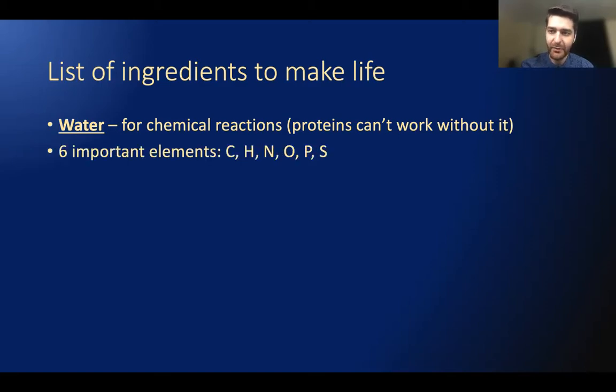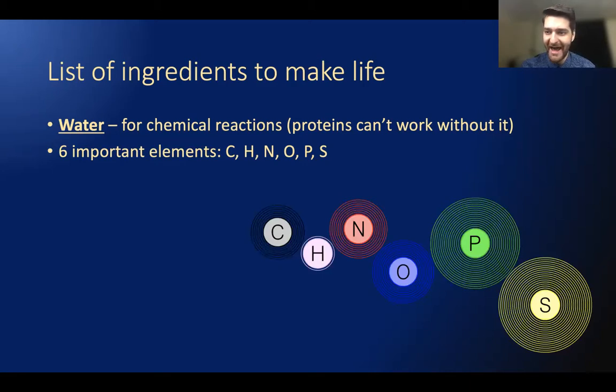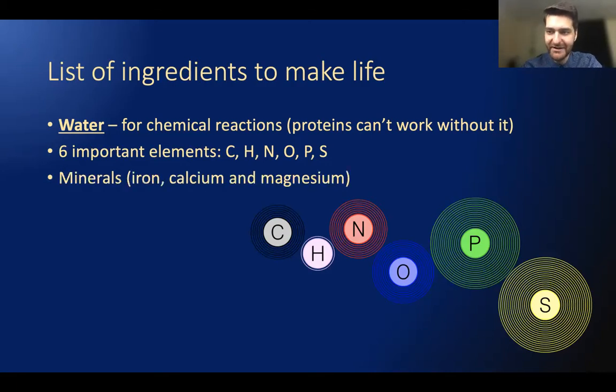Then we have 6 important elements here, some of them already present in water. These are carbon, hydrogen, nitrogen, oxygen, phosphorus, and sulfur. These 6 elements compose 97% of our bodies, and they're very important. Here I have a little cartoon of them just to give you an idea of how big they are compared to each other. Now, minerals, most notably iron, calcium, and magnesium.